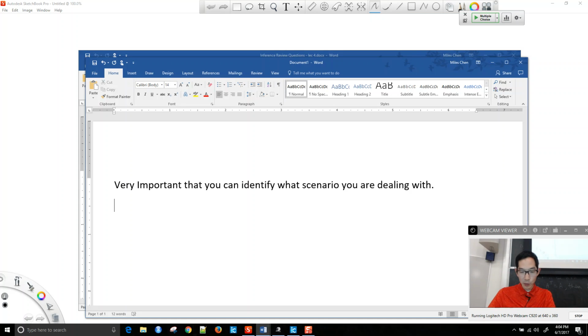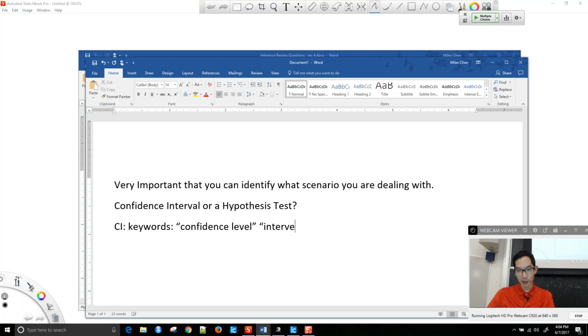So what we need to do, first of all, I'm going to write: are you dealing with a confidence interval or a hypothesis test? The key here is you're going to read the questions, and it's going to be a confidence interval if you see keywords, and this seems kind of silly, like confidence, all right, confidence level, or if you see the word interval. These would be clear indications that you're dealing with a confidence interval.